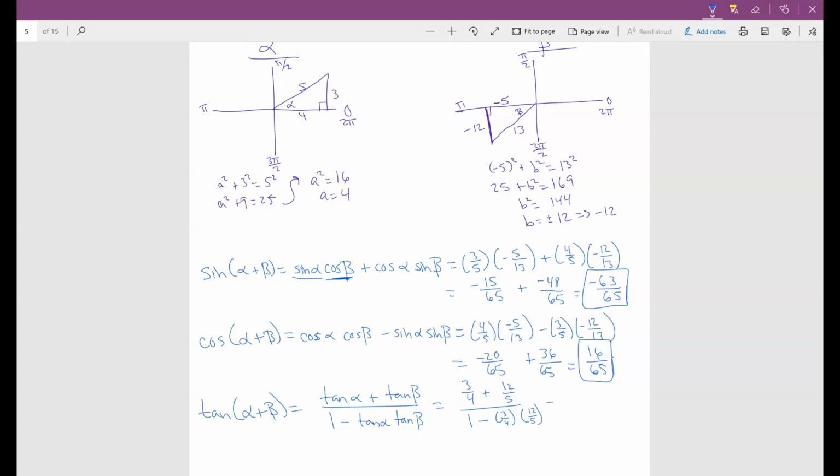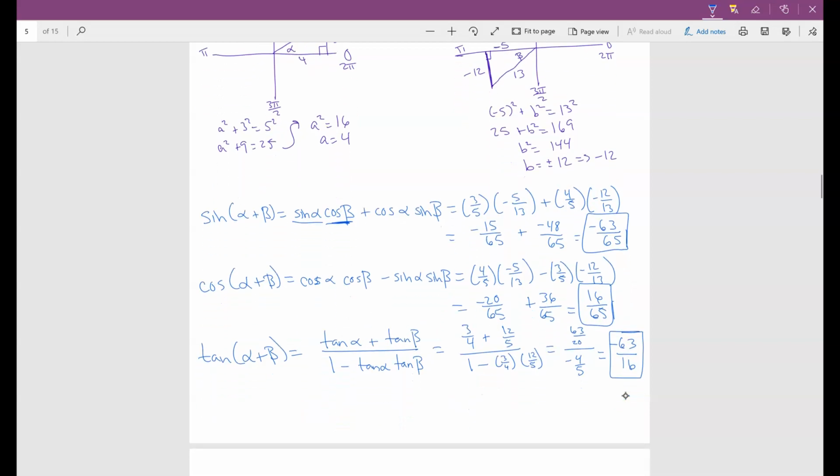Okay, so let's just put this into our calculator. On the top part, what I get is 63 over 20. And on the bottom one, I get negative 4 over 5. So when I multiply this out, what am I going to get? Negative 63 over 16. Okay, and that's basically going to be your answer.